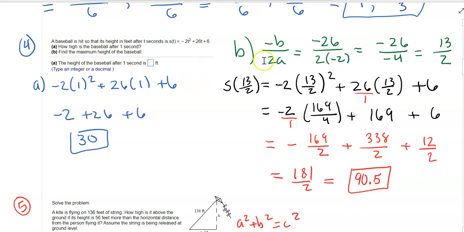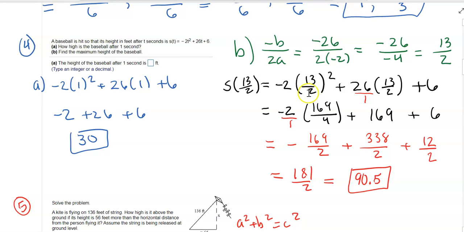So this is what we did in number 1 and number 2 using negative b over 2a. So we do that. My b value is 26 and my a value is negative 2. That ends up being 13 halves, which is what I'm going to have to plug in. It tells us that we need a decimal for an answer. So you could have used 6.5 here if you wanted to and evaluated it.